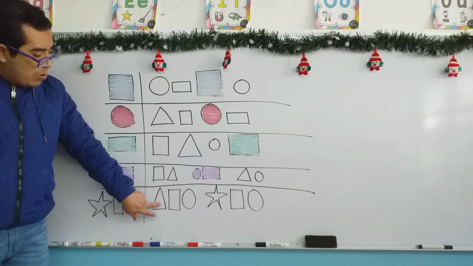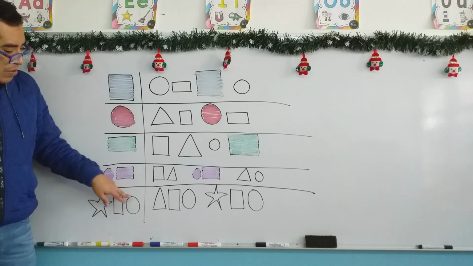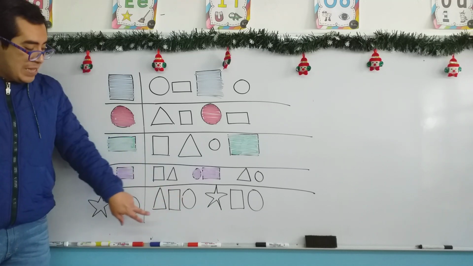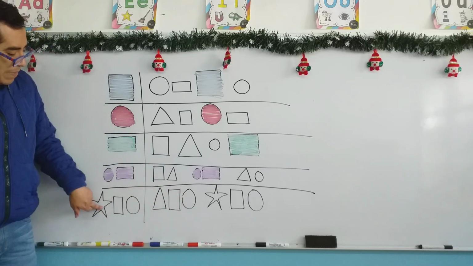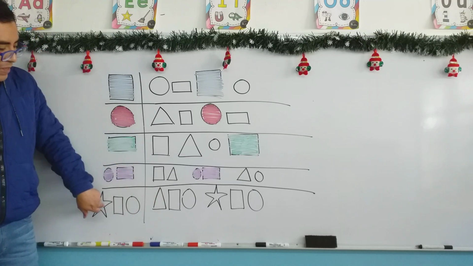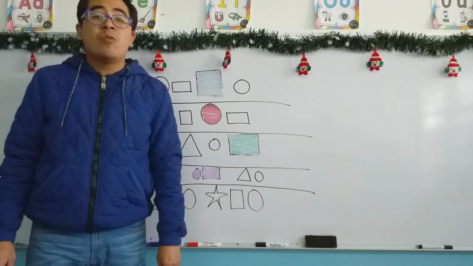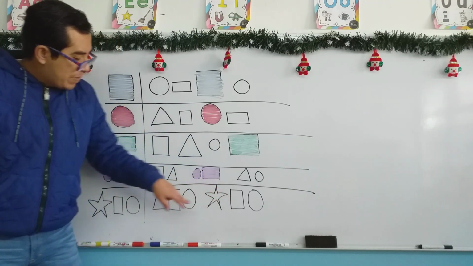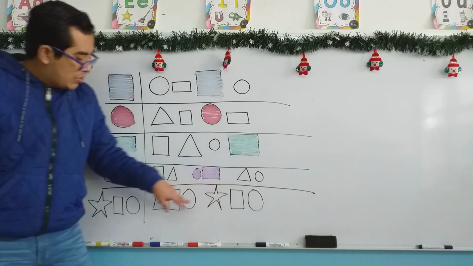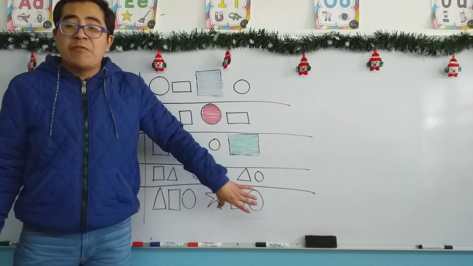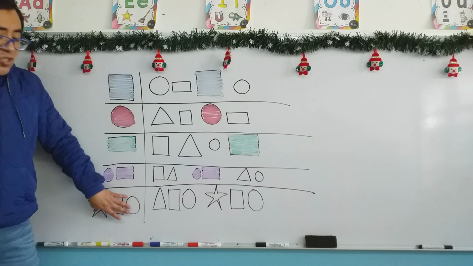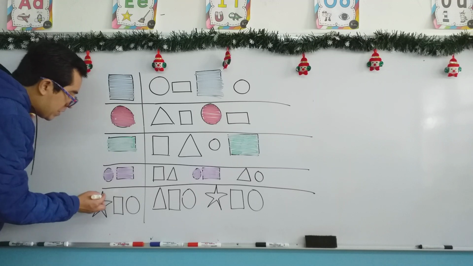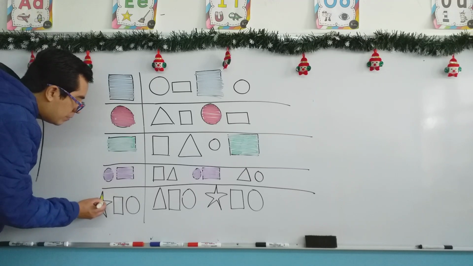Here we have a triangle. No, we don't have triangles here. We have a square, yes, and a circle. But the difference is the first shape. La primera figura es diferente. Por lo tanto, vamos al segundo grupo de figuras. We have star, we have a square, and we have a circle. So this group of shapes is identical to this one. So we paint it. For this, let's use color yellow.